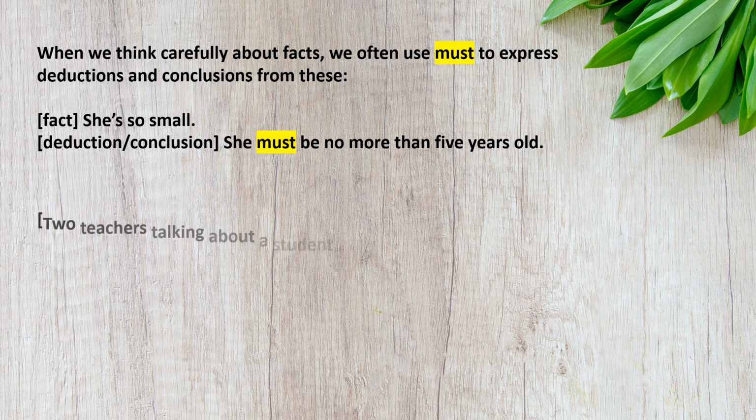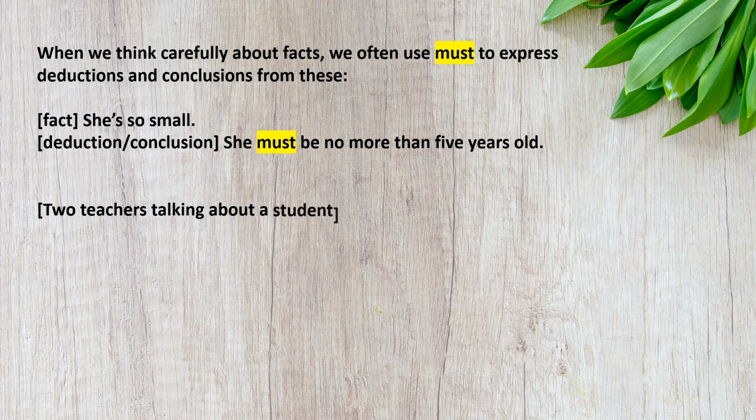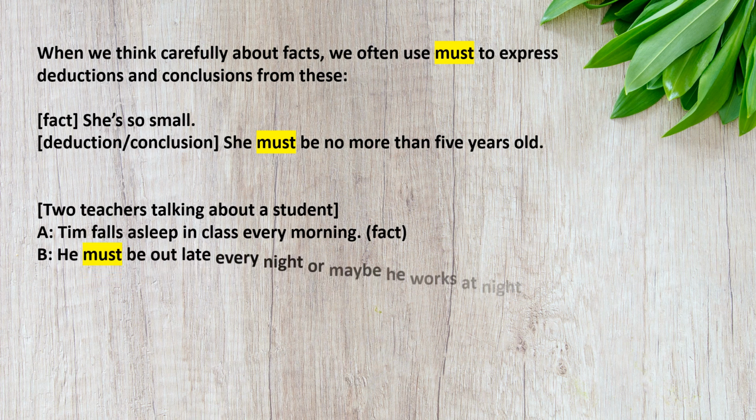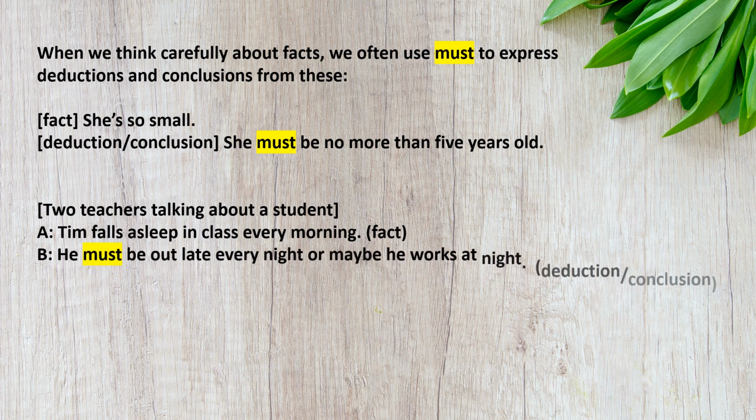Another example is, two teachers talking about a student. A. Tim falls asleep in class every morning. This statement is a fact. B. He must be out late every night, or maybe he works at night. This statement is a deduction or conclusion.